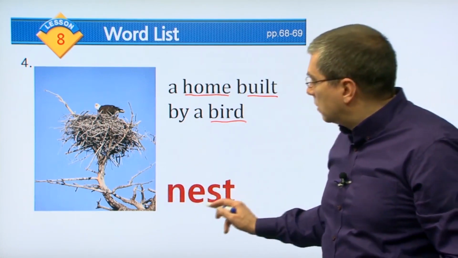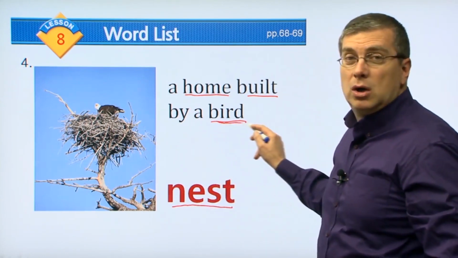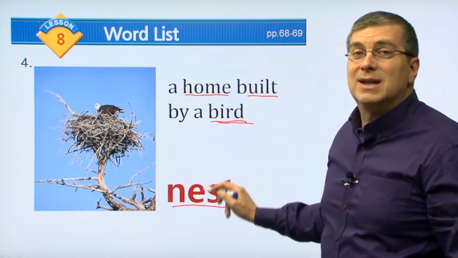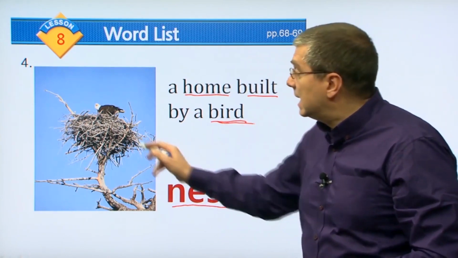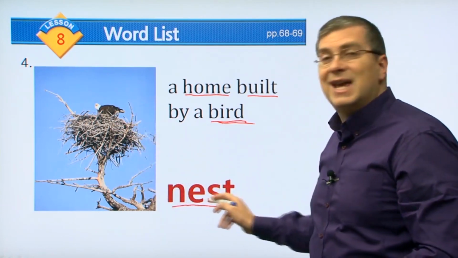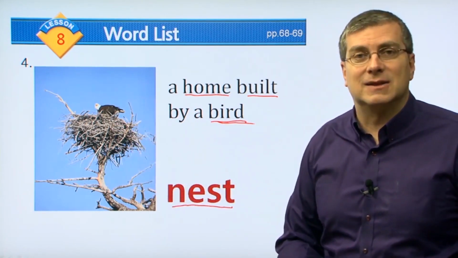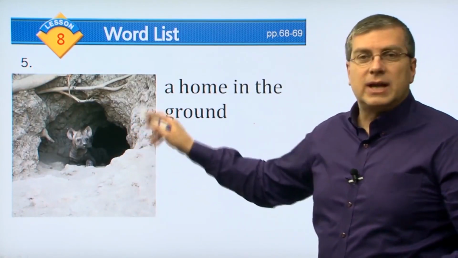A nest. So when we talk about a nest, you should think, it's a bird, right? A bird makes a nest. And a nest is the home for the bird. It's their shelter. It's also their home. For birds, we say it is a nest. Okay? Interesting. Okay, now we have another type of home, right?